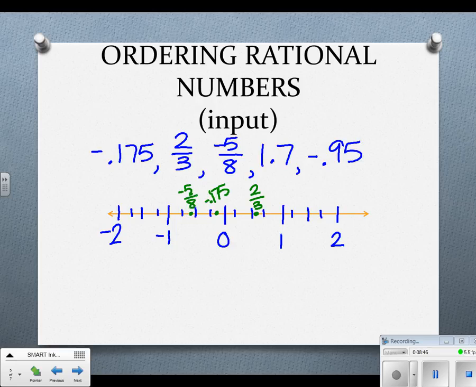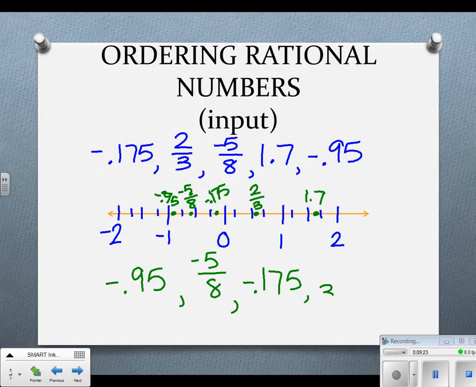Then we have 1.7. I know where 1.75 is exactly, so we have 1.7 right about here. And then negative 0.95, that's close to negative 1 whole. So we're going right over here with negative 0.95. So now that we located these rational numbers on a number line, they are now in order from least to greatest for us. We have negative 0.95 is the smallest value, negative 5/8, negative 0.175, and we have 2/3 and 1.7.